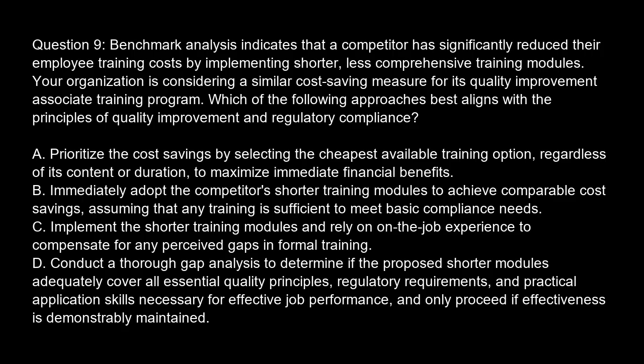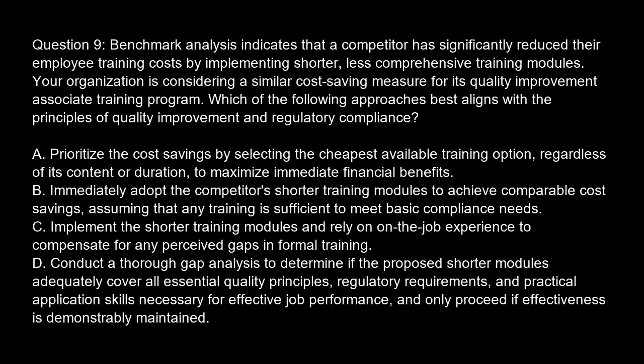Option A. Prioritize the cost savings by selecting the cheapest available training option, regardless of its content or duration, to maximize immediate financial benefits. Option B. Immediately adopt the competitor's shorter training modules to achieve comparable cost savings, assuming that any training is sufficient to meet basic compliance needs. Option C. Implement the shorter training modules and rely on on-the-job experience to compensate for any perceived gaps in formal training.